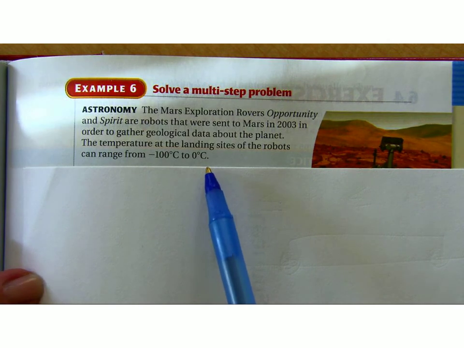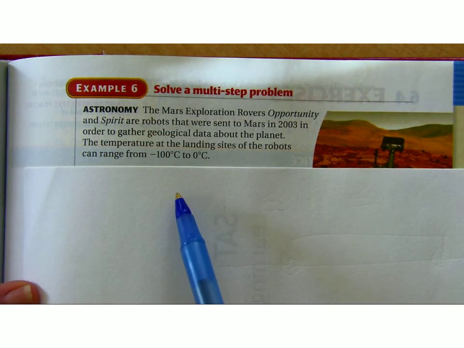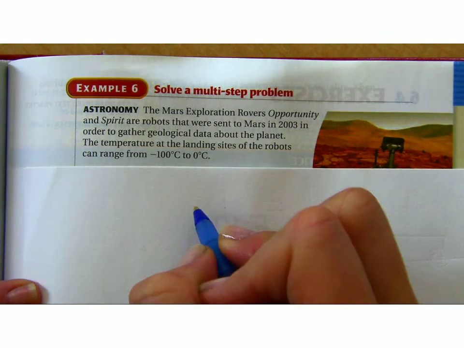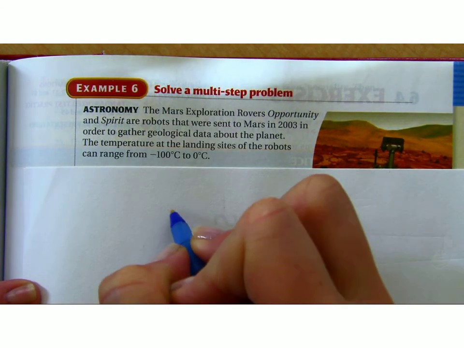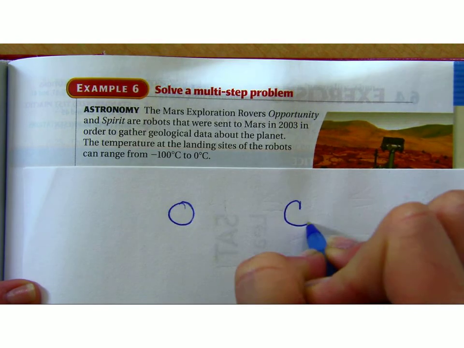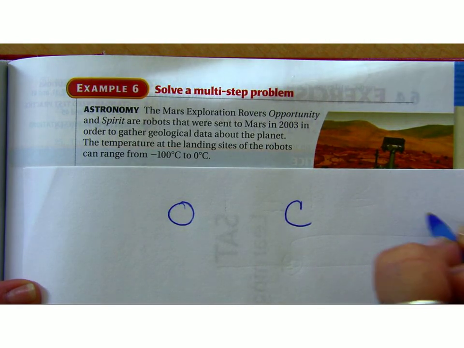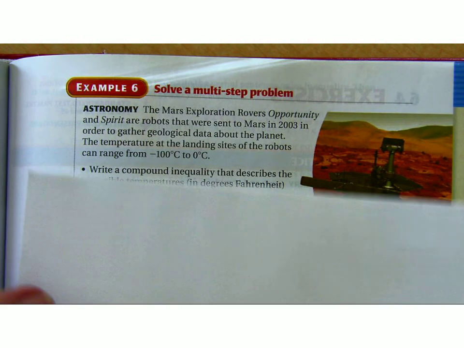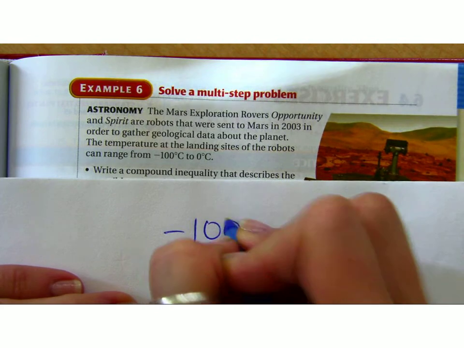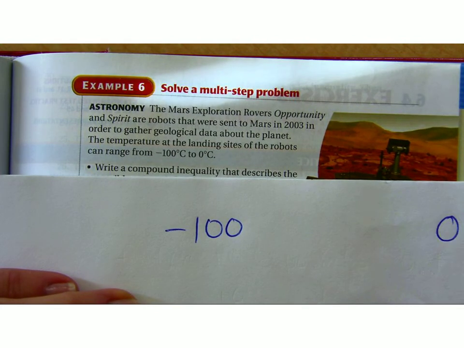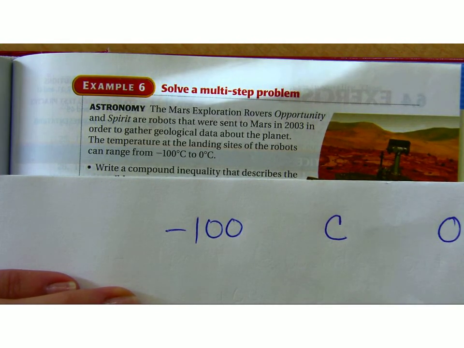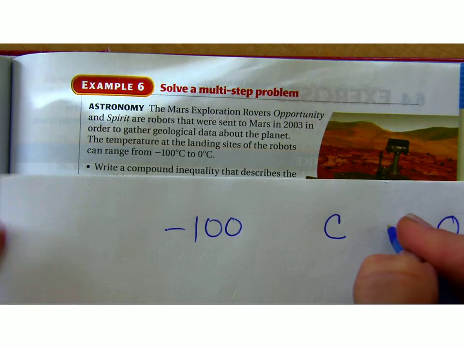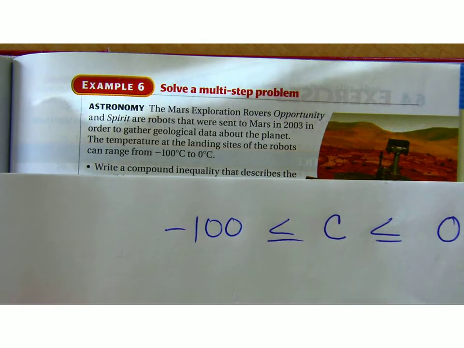As soon as you read the problem, are you picturing a compound inequality? Whenever you hear the word range, you know it's going to be an "and". It can go as low as negative 100, and this is in Celsius, or as high as 0. I like my lowest number here, that way I know both inequality signs are facing to the left. So that's part one.